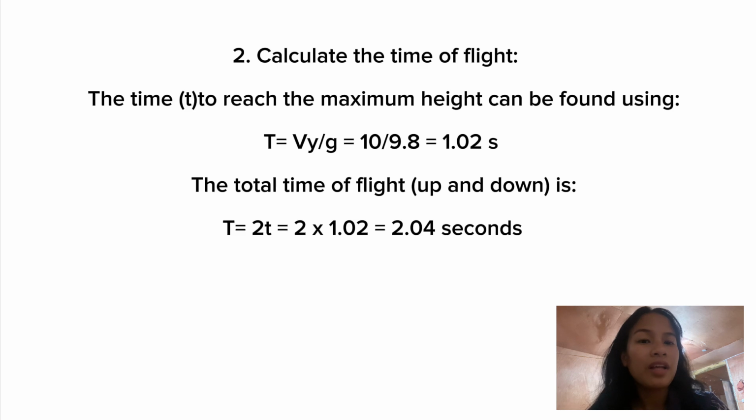Number 2. Calculate the time of flight. The time to reach the maximum height can be found using the formula t is equal to Vy over g, which is equal to 10 over 9.8, equal to 1.02 seconds. The total time of flight, which is up and down, is T equal to 2t, equal to 2 times 1.02, equal to 2.04 seconds.